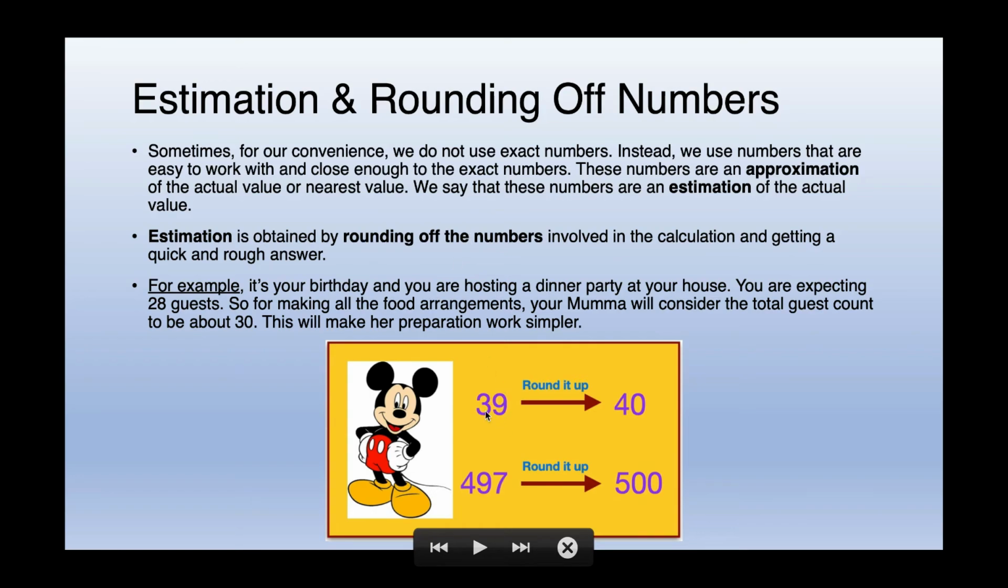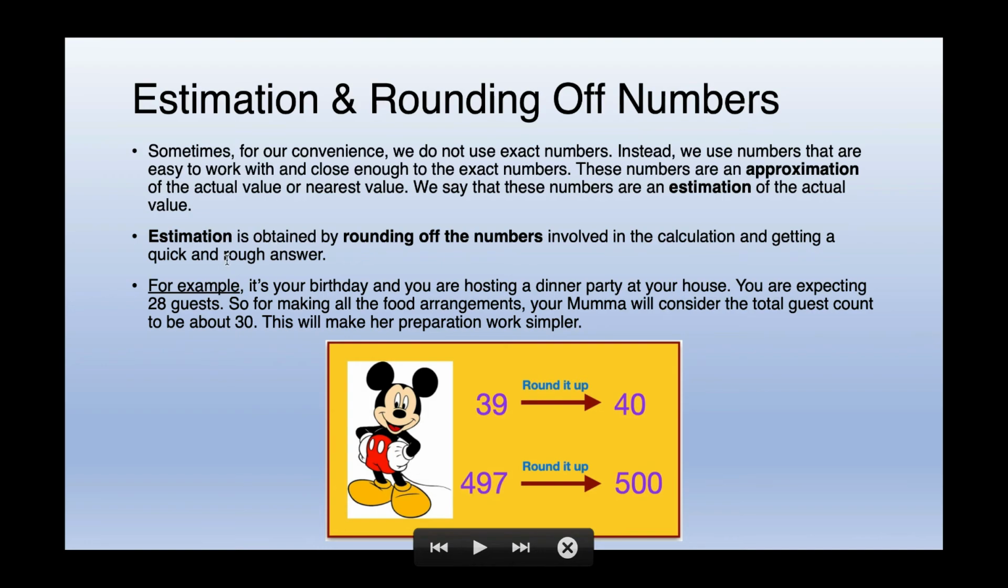For example, over here, the number 39 is rounded off to the number 40, and the number 497 is rounded off to the number 500. Now, both these numbers are near to these numbers respectively, and both these numbers are multiples of 10. They are easy to remember as well as easy to work with.